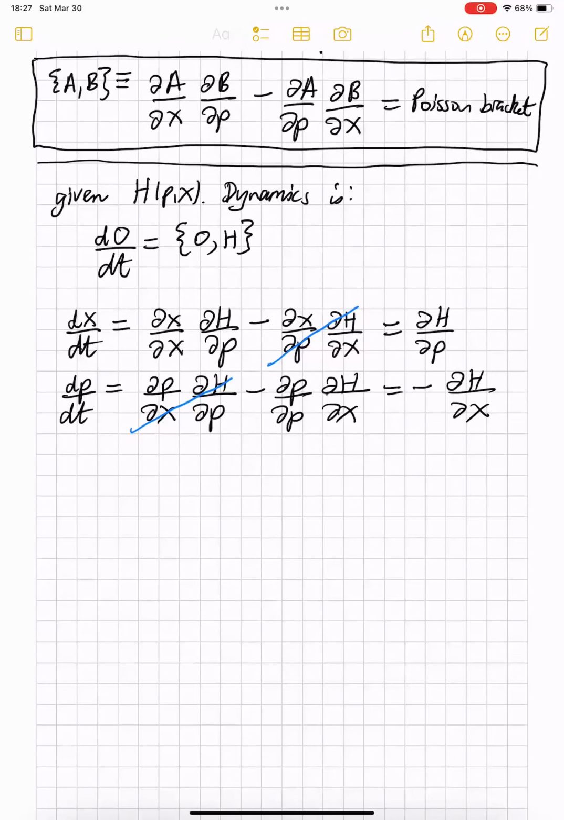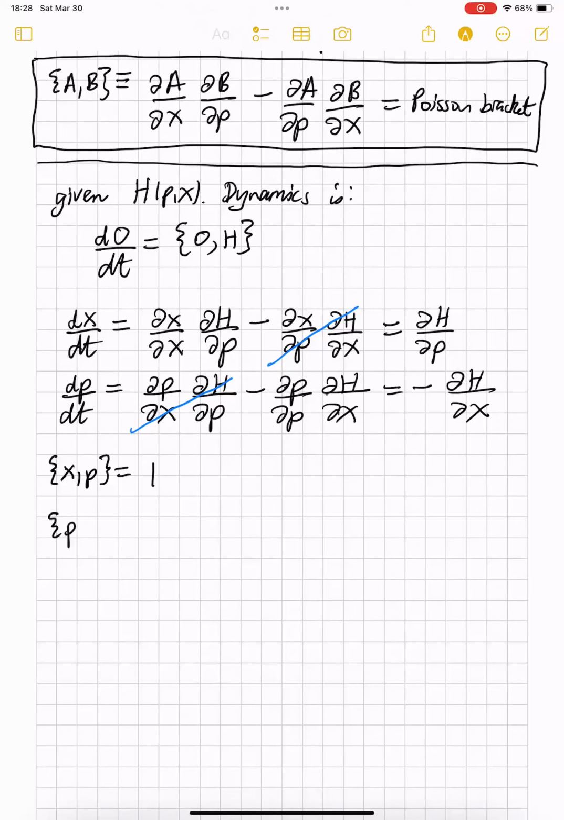Now let's work out a few things. So first of all, what is the Poisson bracket of x with p? Well, if I just plug it straight in here, okay, let's look at the square bracket at the top. dx/dx is 1, dp/dp is 1, minus dx/dp is 0, dp/dx is 0. So this is 1 minus 0, so I just get 1. I'm just substituting things into the Poisson bracket formula.